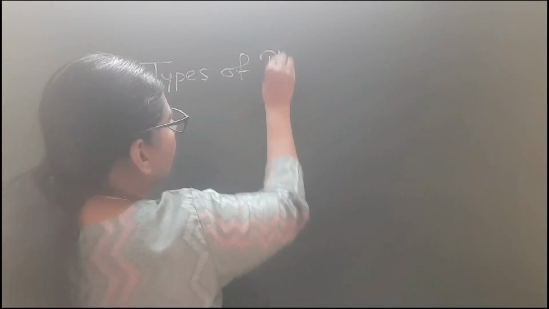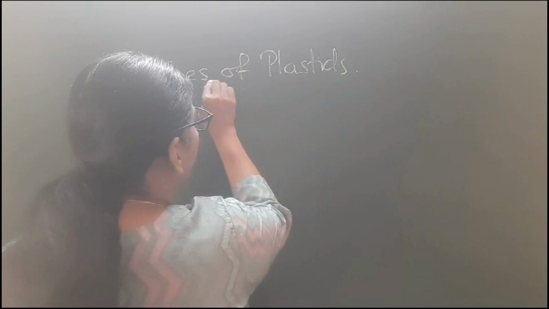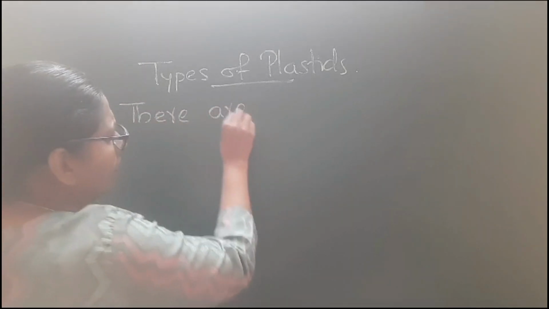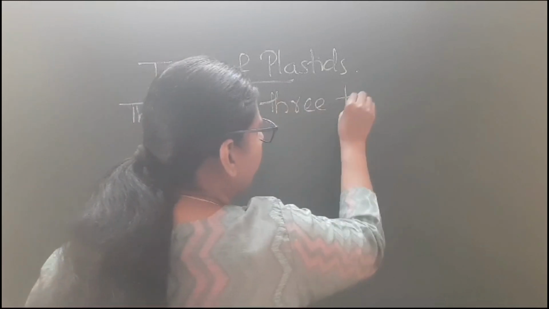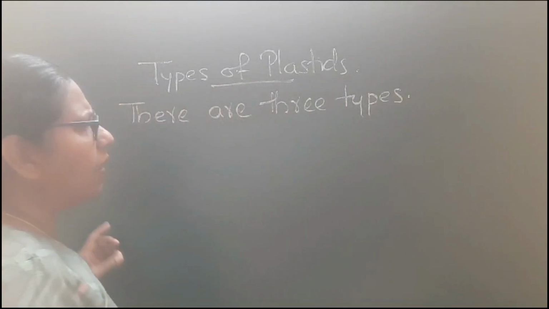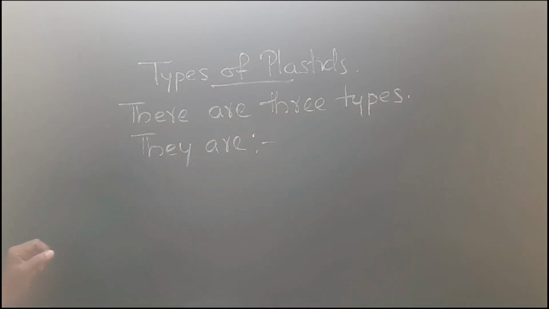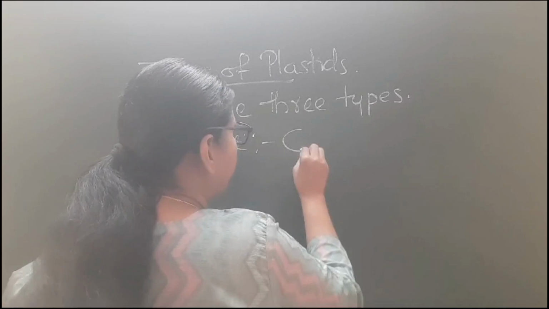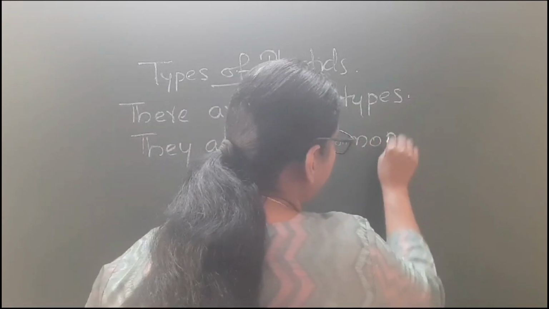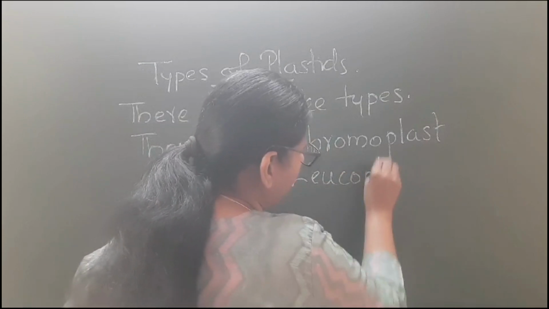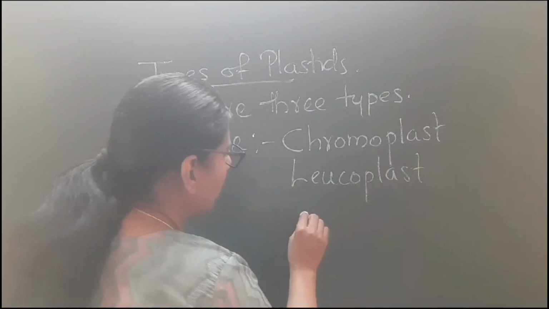Now we'll see types of plastids. There are three types. They are: first one is Chromoplast, second one is leucoplast, third one is Chloroplast.